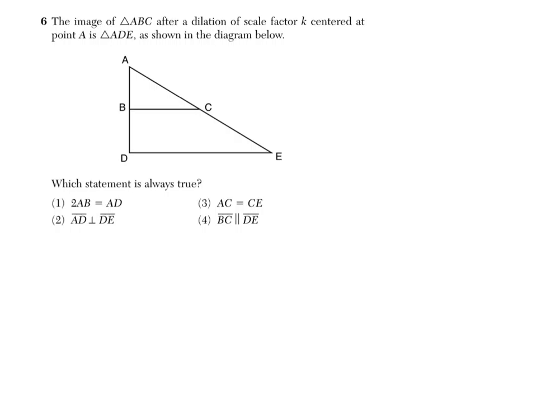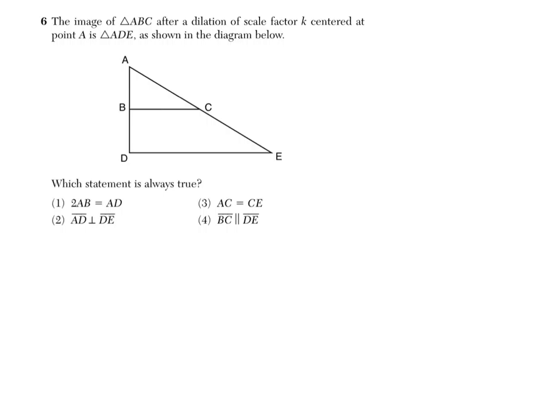AC is equal to CE. No, we can't conclude that. We don't know if that is a midsegment in that regard. And choice 4, BC is parallel to DE. So between 2 and 4, AD is perpendicular to DE.